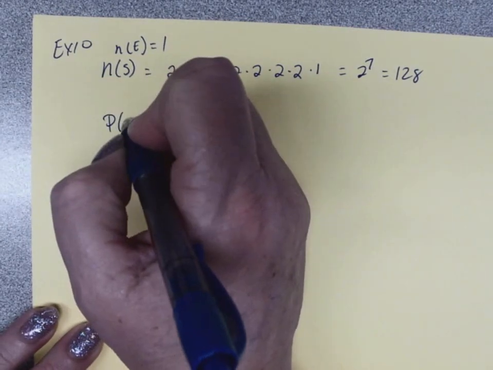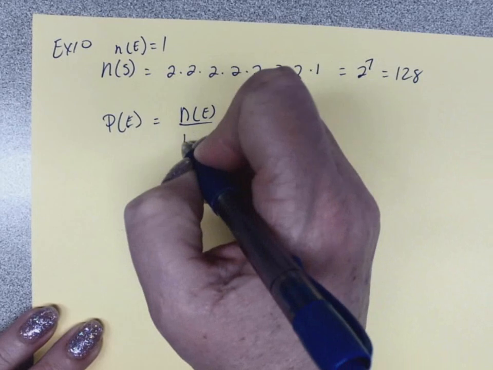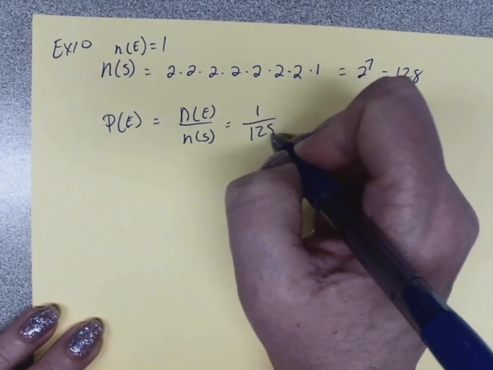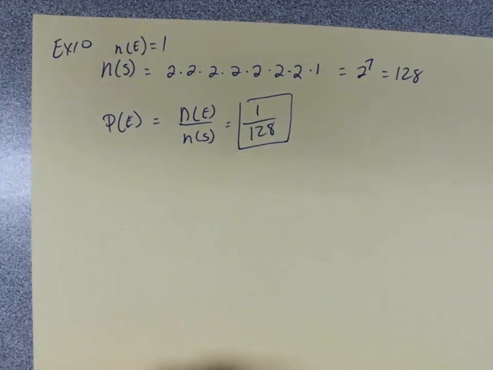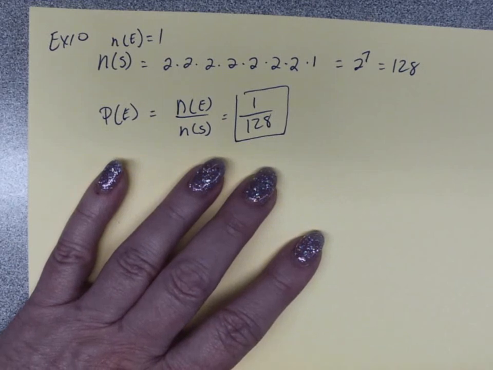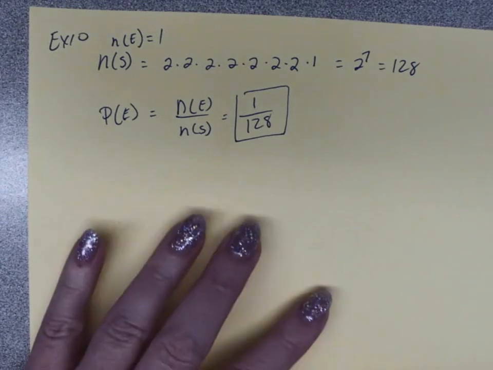So our probability of E will be equal to the number of E out of the number of S, which will be 1 out of 128. That's the likelihood of getting all heads when flipping those 8 coins, but one of them has a double head.